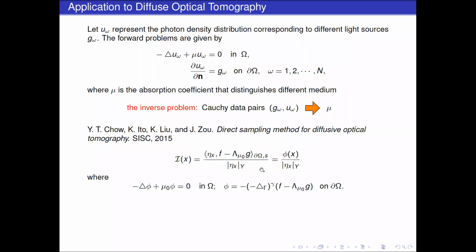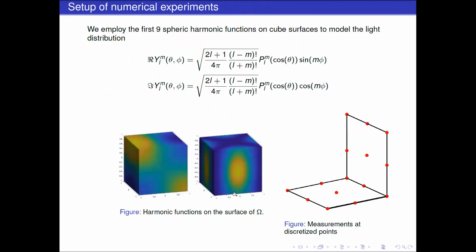And this is the original index function of DSM, and we compute their data functions by using the background absorption coefficient. So everything is very similar to EIT. We just choose different data functions. Let me show you some results for 3D because the 2D is almost the same.